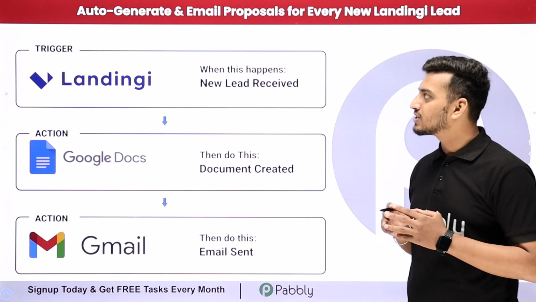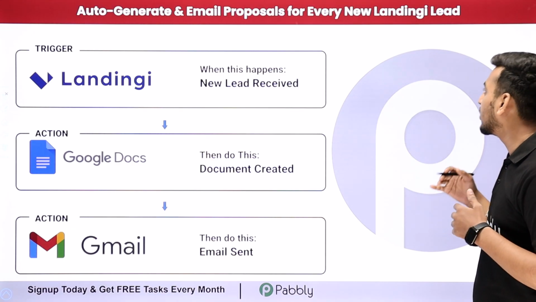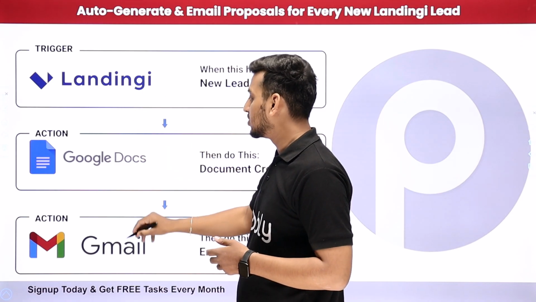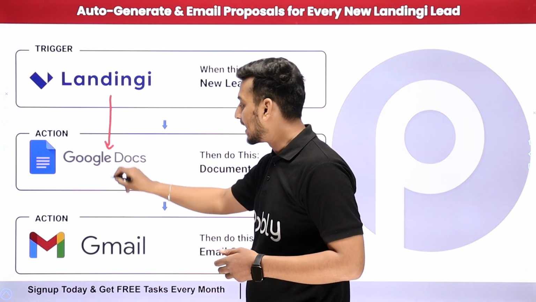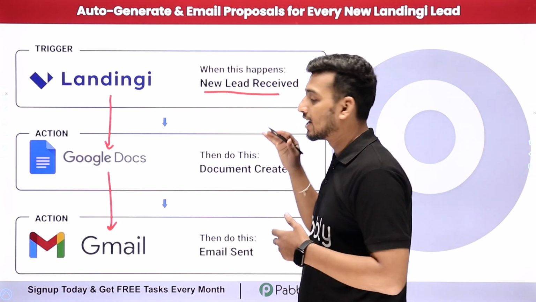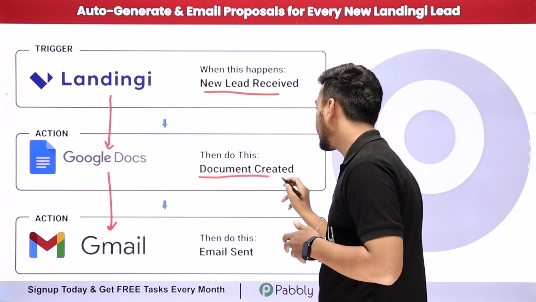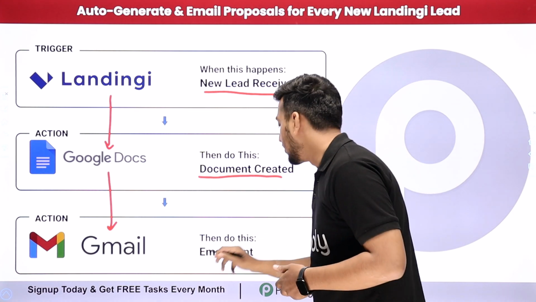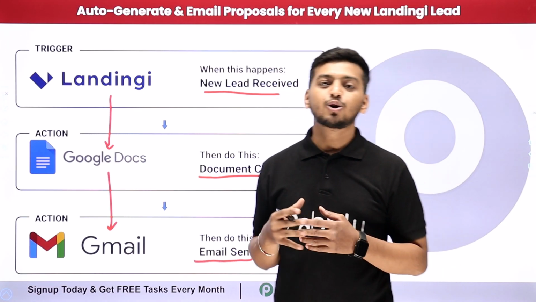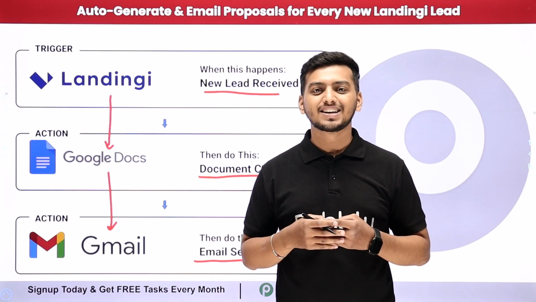Today I will demonstrate how you can automatically generate and email branding proposals for every new Landingi lead. In this video, I will integrate Landingi, Google Docs and Gmail with the help of Pabbly Connect. After this integration, whenever I receive a new lead on my Landingi landing page, a branding proposal will be created automatically for that lead, and then that lead will automatically receive an email containing that branding proposal. So to learn the step-by-step process of this automation, let me take you to my screen.